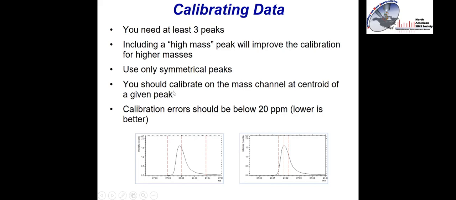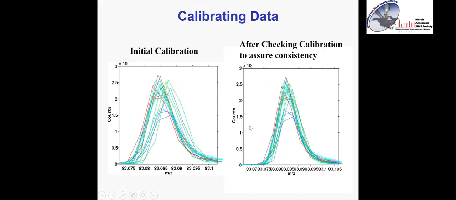So as I mentioned before, trying to do the calibration on the centroid location at point of highest intensity is recommended. And in general, you should be able to get your calibration errors below 20 parts per million. Depending on your data, that could be more difficult. If you have a very rough sample that charges, your peak widths are going to be wider, and so your errors might be higher. But minimizing that will help in identifying your peaks later on.